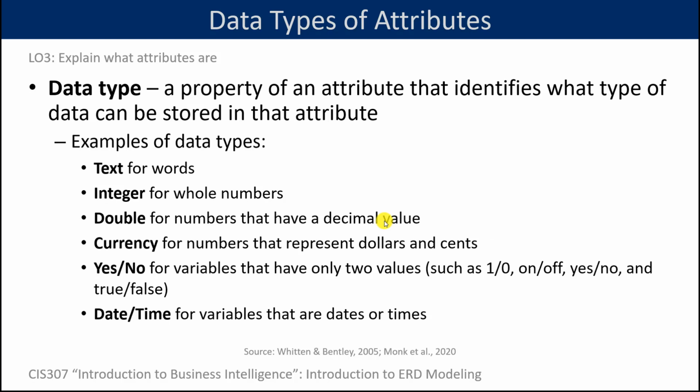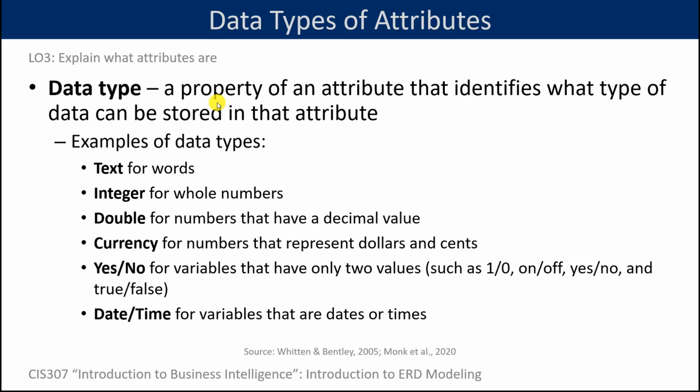An attribute can have a different data type. By data type, we mean the kind of data that it can store. So a data type is a property of an attribute that identifies what type of data can possibly be stored in that attribute. If you're familiar with programming, you understand why we need data types. If not, I will explain here briefly.